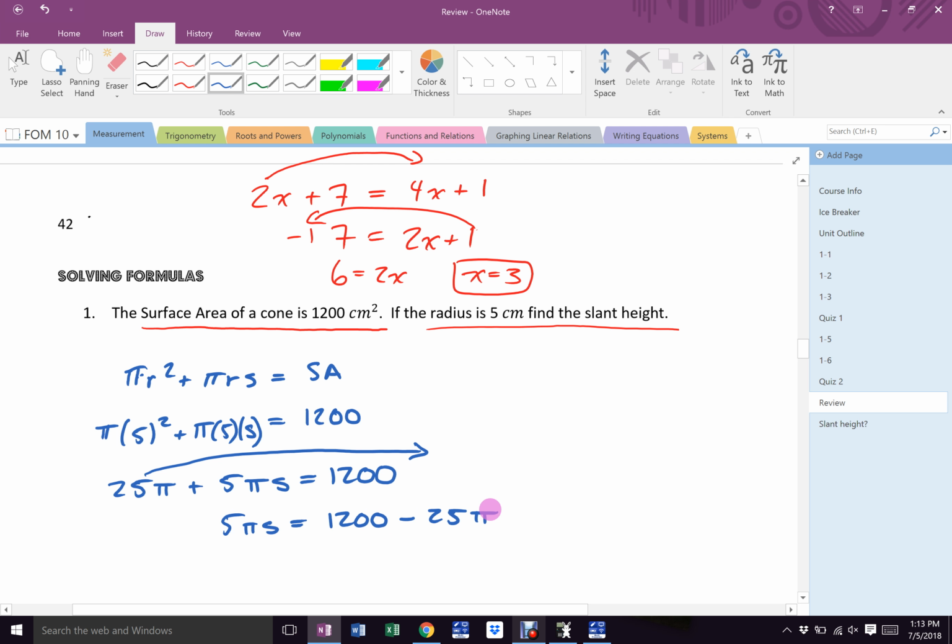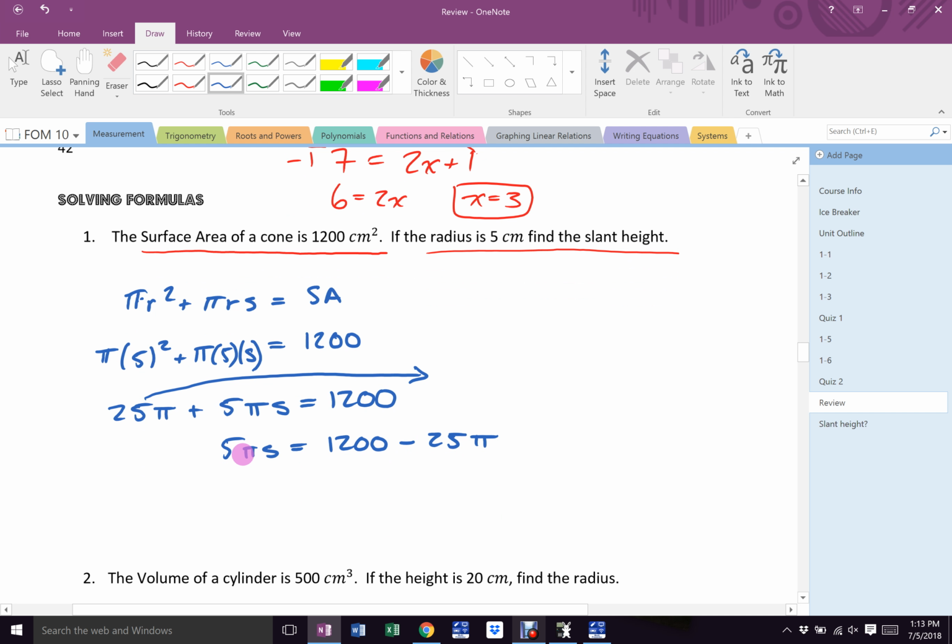Right? Excellent. Now, how do I get rid of 5 times pi times s? What did I do right here to get rid of the 2? I divided it by 2. So what do I need to do here to get rid of the 5 and the pi? Divide by 5 pi. If I divide this side by 5 pi, what do I have to do to this side? Divide it by 5 pi. And s now equals this.